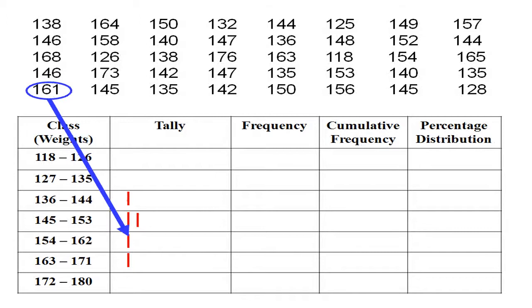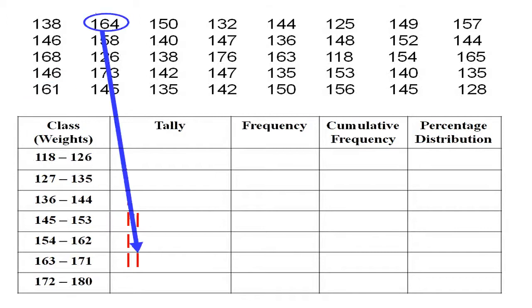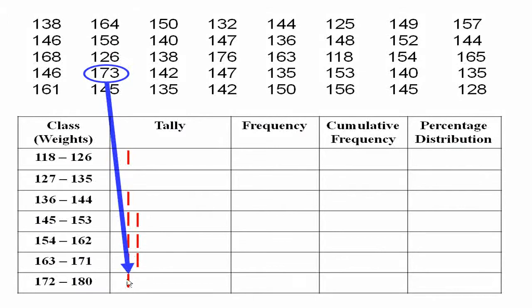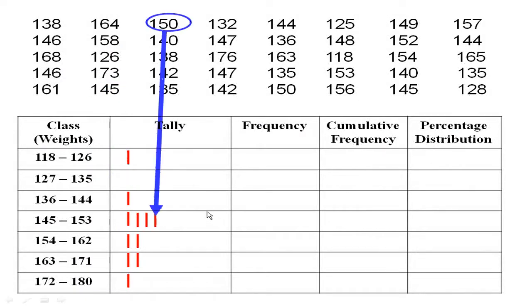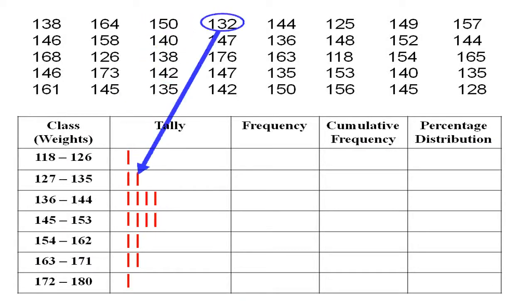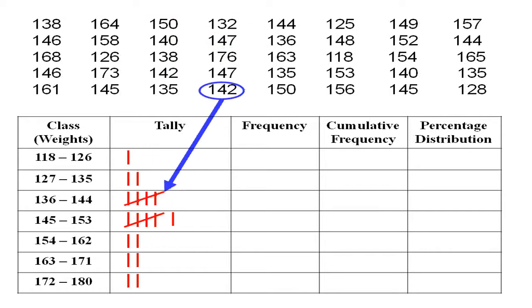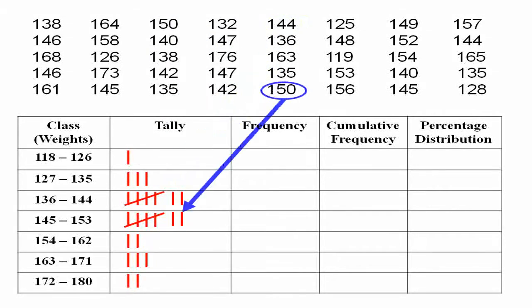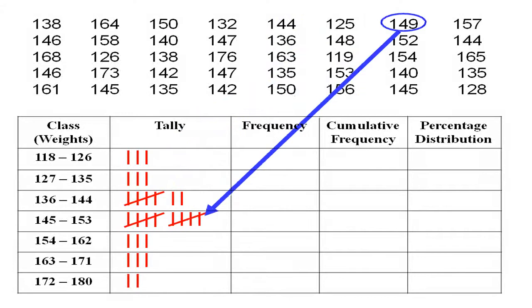146 goes there. 161 goes over there. 164 goes into this class limit. 158 goes into that class limit. 126 goes on the top. 173 goes down on the bottom. 144 goes down here, and so on, right? Do you see what I'm doing there? So all I'm doing is counting them and tallying them, putting them in the right place. See? So all I'm doing is counting.